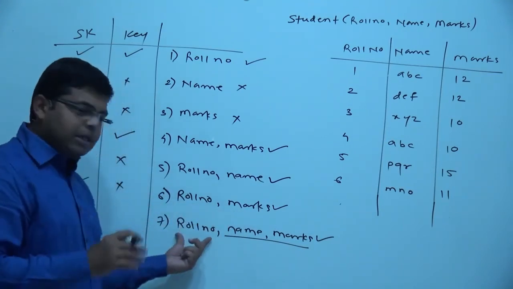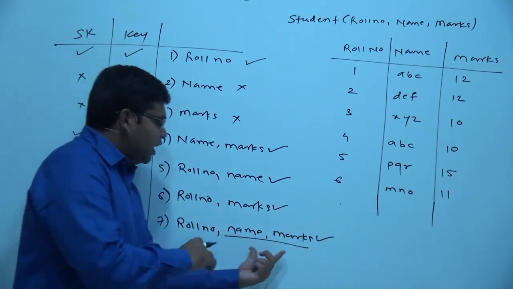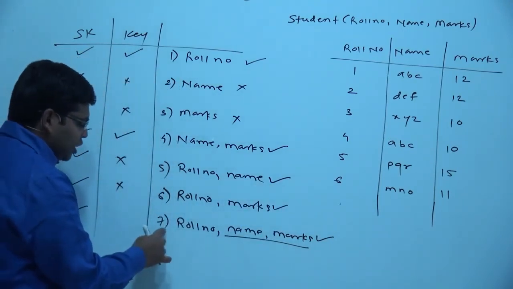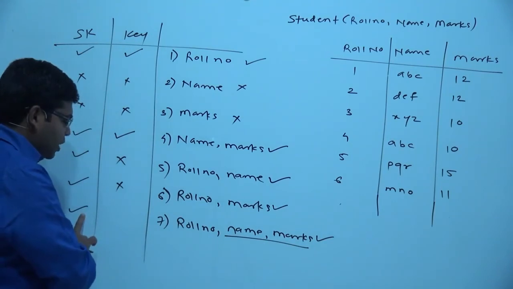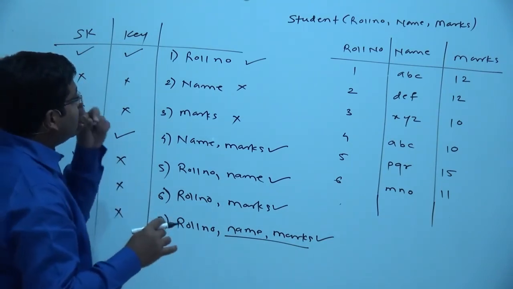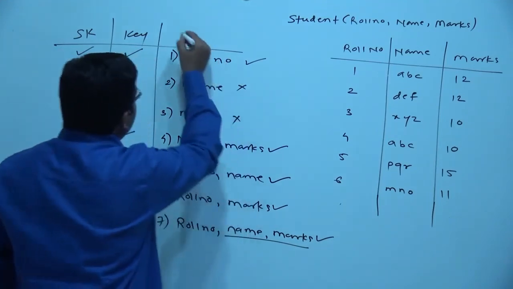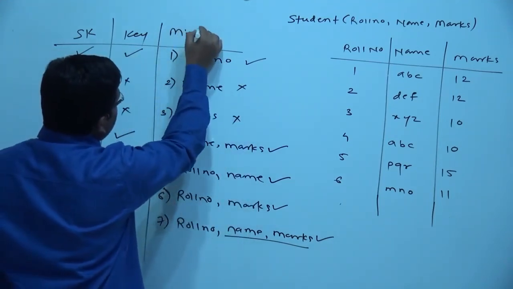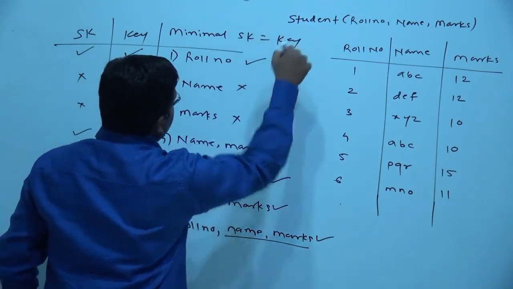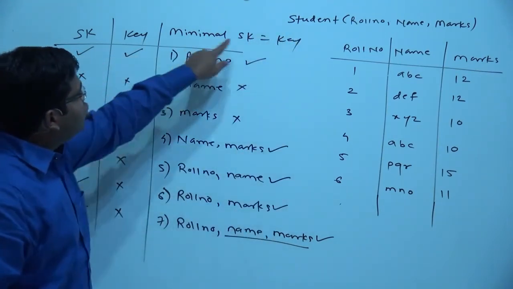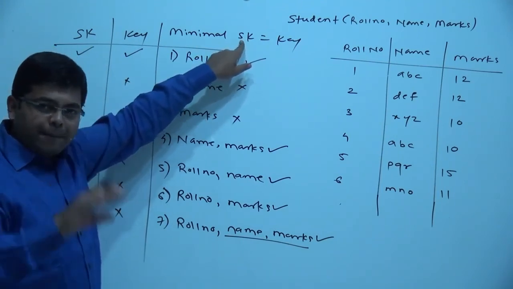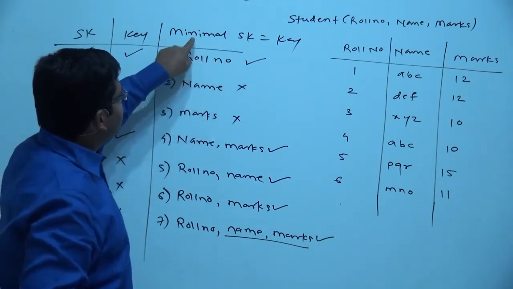Now either roll number is redundant or name and marks, this combination is redundant, and therefore this particular combination can be called as a super key, but it cannot be called as a key. So there is a simple rule here: a minimal super key will be called as a key. And what is the meaning of minimal super key? A super key in which redundant attributes are absent will be called as minimal super key.